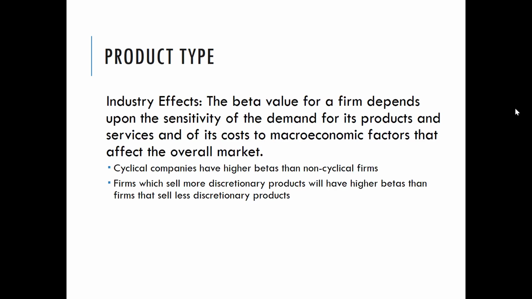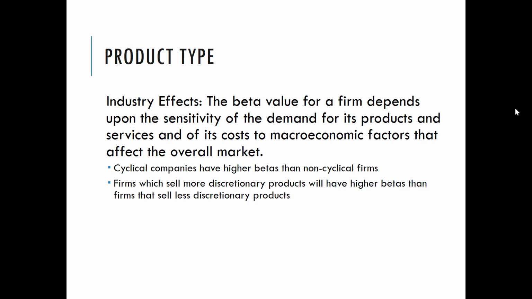So for example, product type. Product type basically just means that your beta is completely dependent on what you sell. If you sell something that people don't need, they just want it, you're going to be more risky. If your demand for your products is cyclical or discretionary, you're more risky. So if you compare an organic food store to Aldi, the organic food store is more discretionary. People want organic food, people don't need organic food.